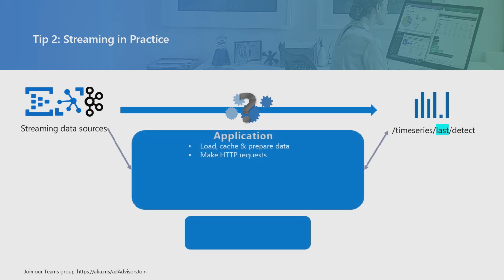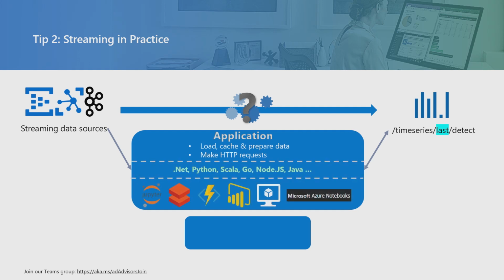Firstly, it's about the caller. Because with the service as REST APIs, what you need is really an application that plays the role of caller to load, to cache, and to prepare the time series data and make the HTTP calls with the data that you prepared. This application could be implemented with .NET, Python, so basically any programming language that can load data from your streaming source, event hub, etc., and make an HTTP call.